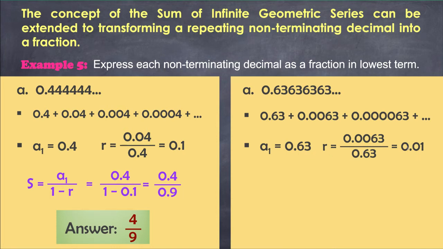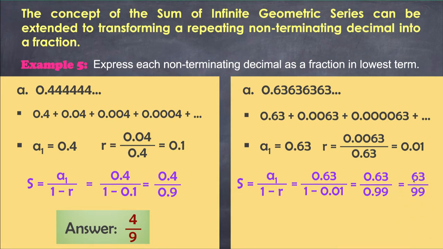Since r is less than 1, again this is a convergent series, meaning there's a definite sum. And to get that sum, we use this formula. S equals a sub 1 all over 1 minus r. Now substitute the given values. We have 0.63 all over 1 minus 0.01. That is just 0.63 over 0.99, or simply 63 over 99. Reduce this to get the lowest terms. We have 7 over 11.